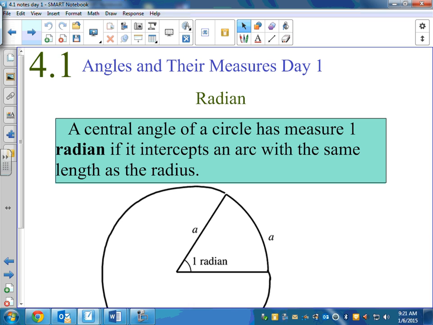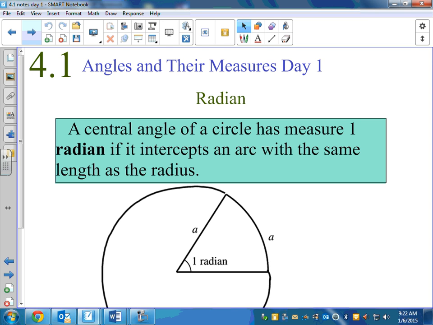This is the definition of a radian, which really is not that important, but to say what a radian is, if you have a circle, the central angle, and this is all geometry stuff from forever ago. When did you take geometry? Two years ago? Ninth grade?